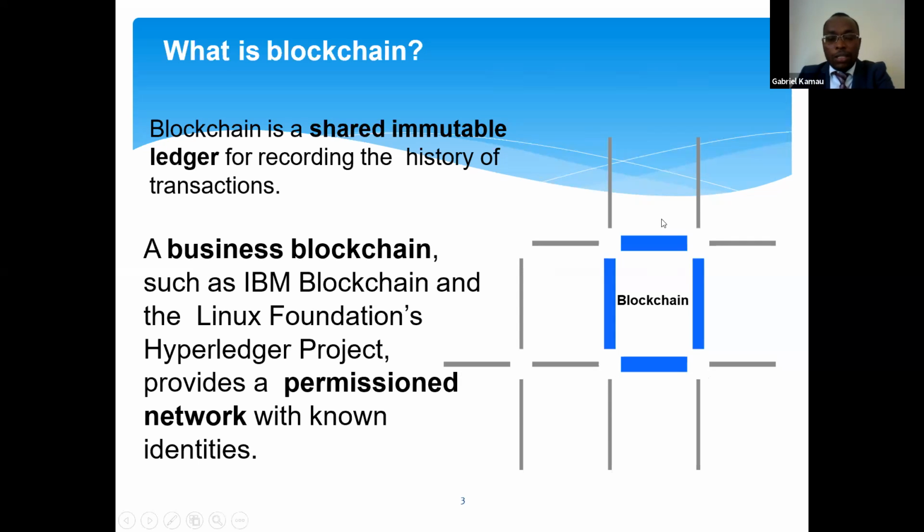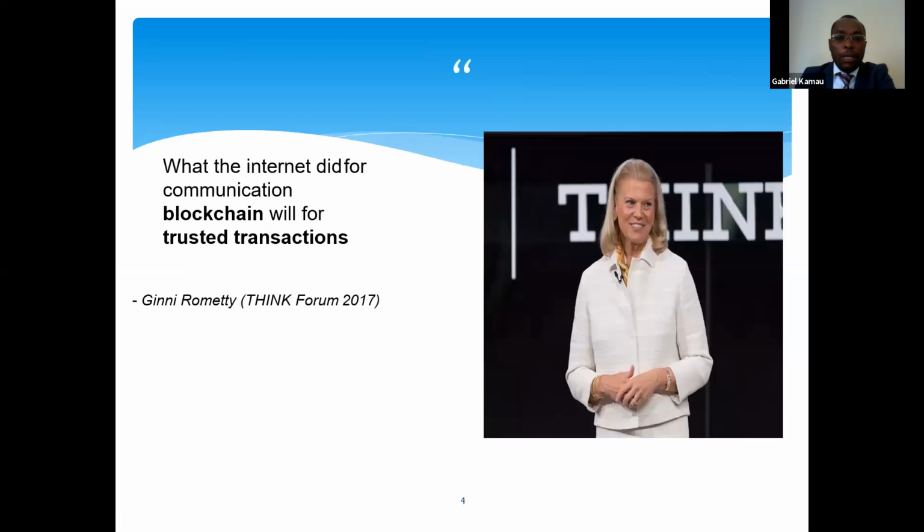And when we talk of blockchain, it is the new kid on the block, and it is defined as a shared immutable ledger for recording the history of transactions, because anything that we do in our organization is a transaction. I've given you an example of what we refer to as an IBM blockchain. It's one of the largest projects being taken by IBM and other organizations as a consortium. And it is more of a permissioned network. Maybe as I move forward, you'll be able to understand what I mean.